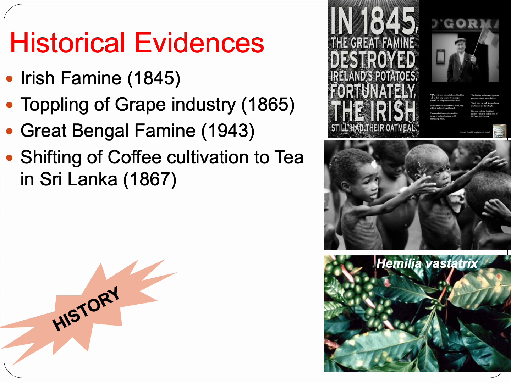We cannot forget the Great Bengal famine, which occurred in West Bengal, India in 1943 and killed millions of people in our country, followed by the shifting of coffee cultivation to tea in Sri Lanka in 1867. This was because of one disease that occurred in coffee, called coffee rust, caused by Hemileia vastatrix. Similarly, a lot of examples are there, and these examples say that plant diseases are very much important.